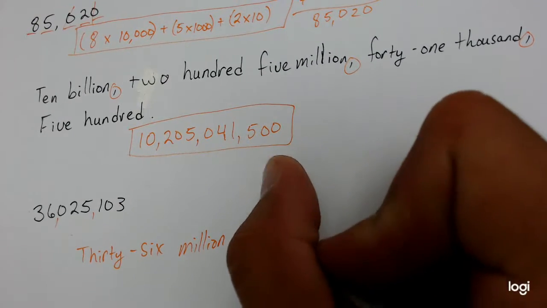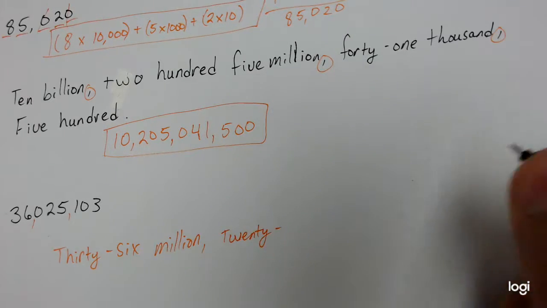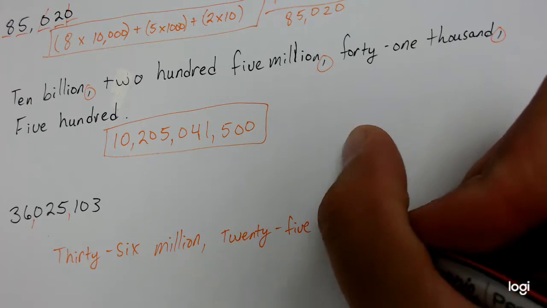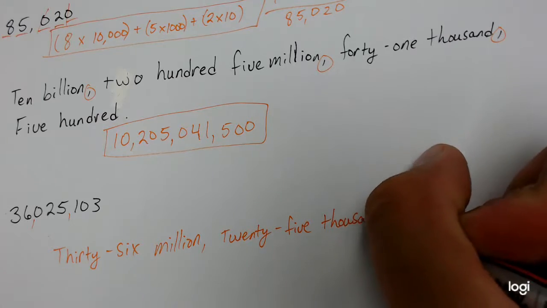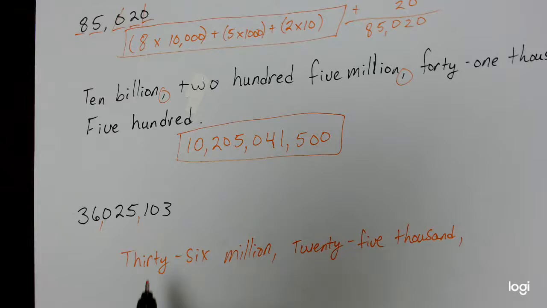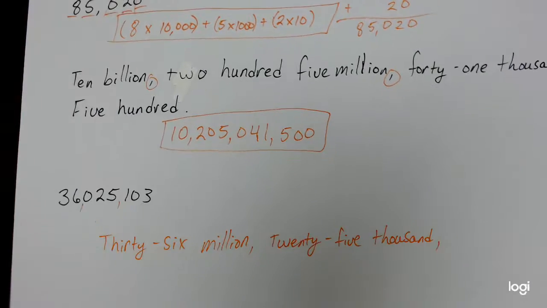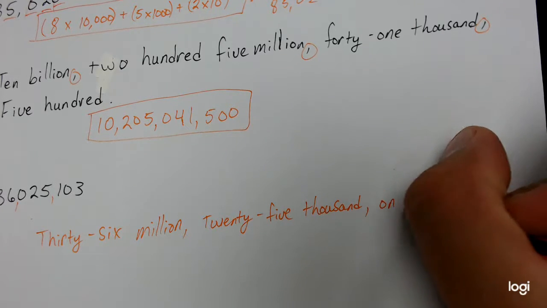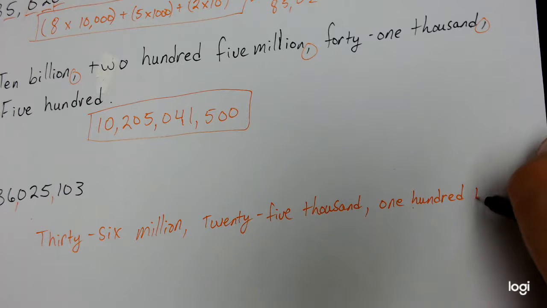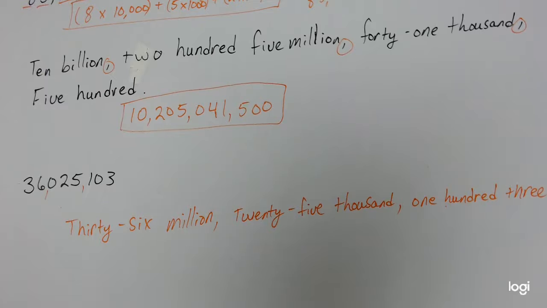So then I'm going to write twenty-five thousand, because that is the place value. So it's 25,000s. So comma, and then the last one is 103. One hundred three, not one hundred and three. So I just write one hundred three. Period. And that is that number written in words.